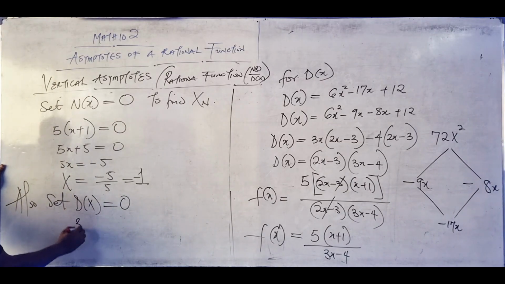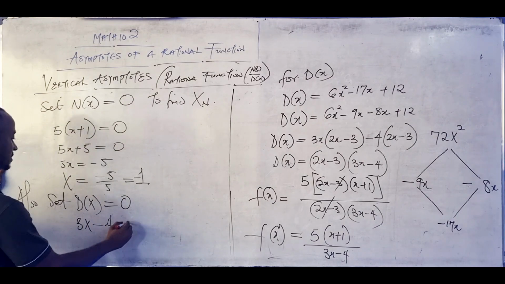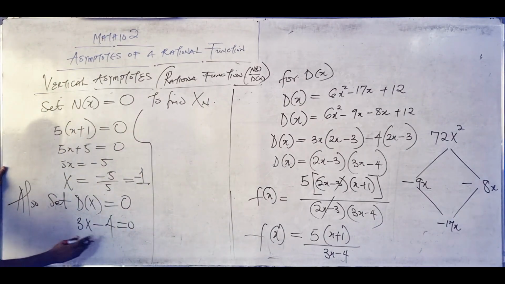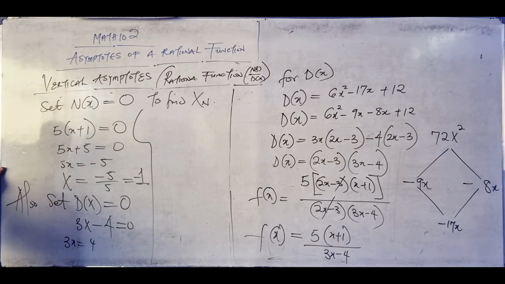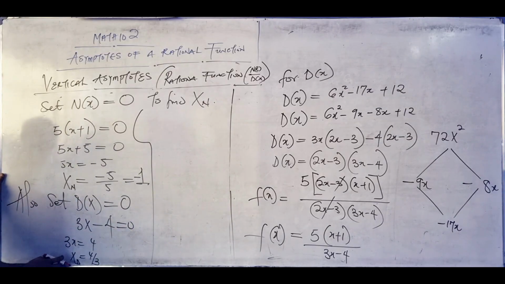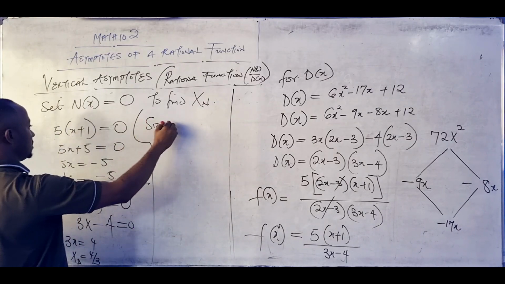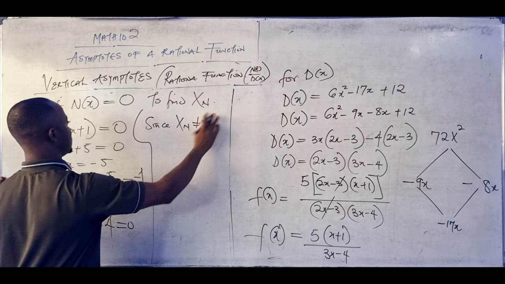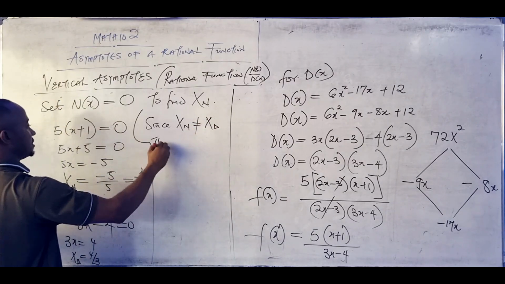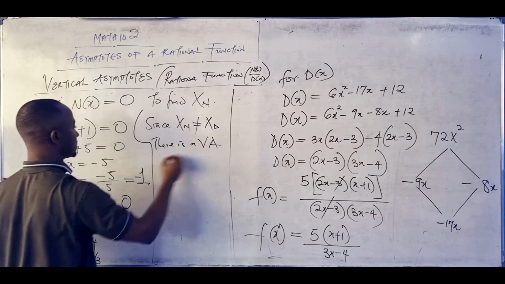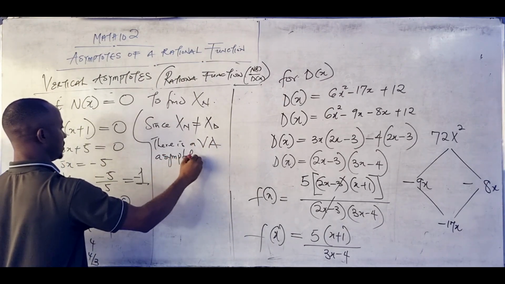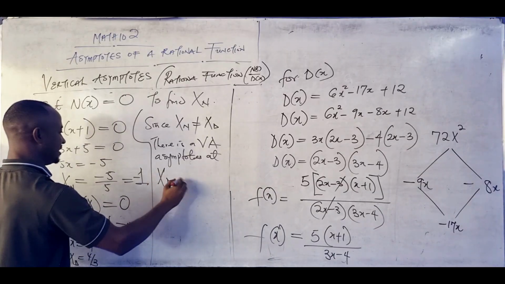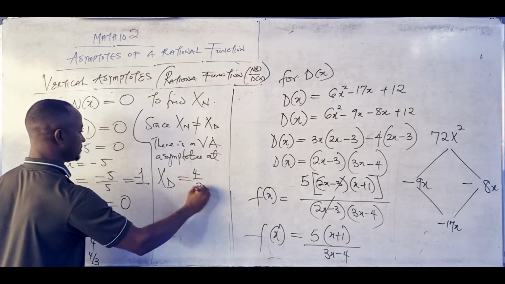Also, we have to set the denominator equals 0. 3s minus 4 equals 0, right? So that means 3s equals 4. Our s equals 4 over 3. Which s is this? This is Sn. Which s is this? Sd. Is Sn equal to Sd? No. So we say since Sn is not equal to Sd, it means there is a vertical asymptote at Sd equals 4 over 3.